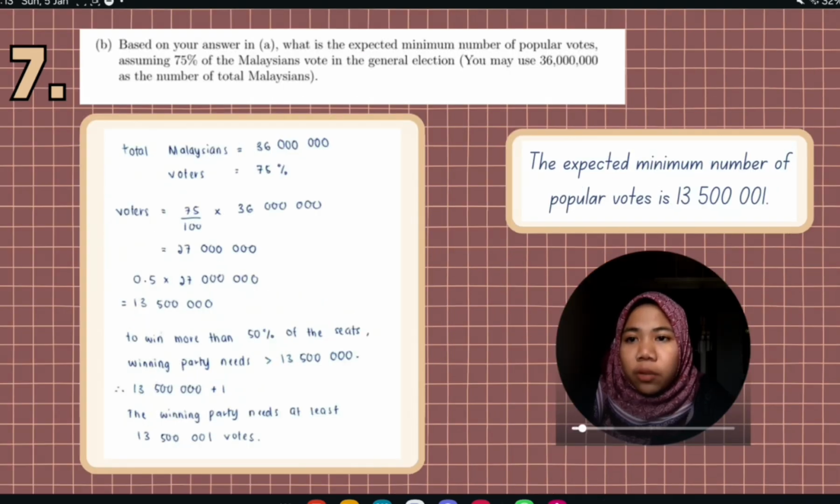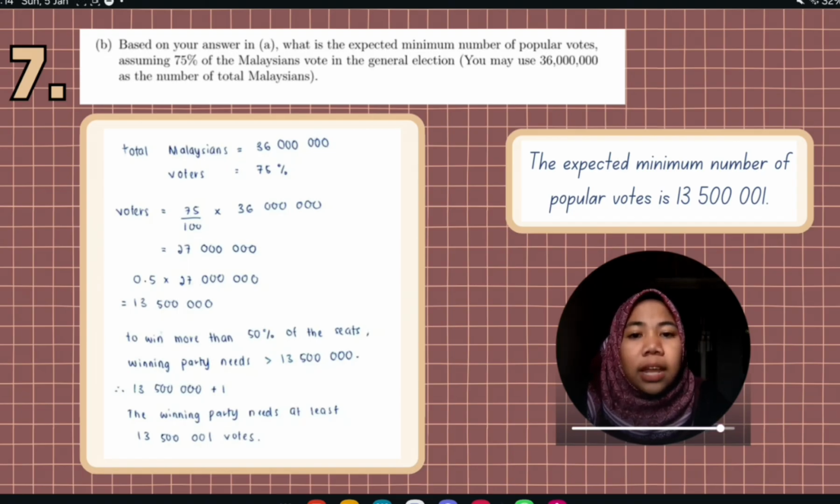For question B, we need to calculate the voters first. 75% of 36 million Malaysians is 27 million voters. So we multiply with the answer from A, and we get 30 million and 500,000. To win more than 50% of the seats, the winning party needs more than 30 million and 500,000, so the winning party needs at least 30,500,001 votes. Therefore, the expected minimum number of popular votes is 30,500,001 votes.